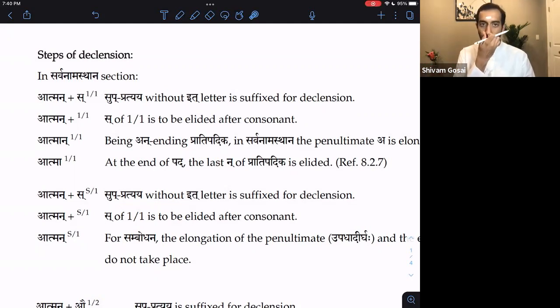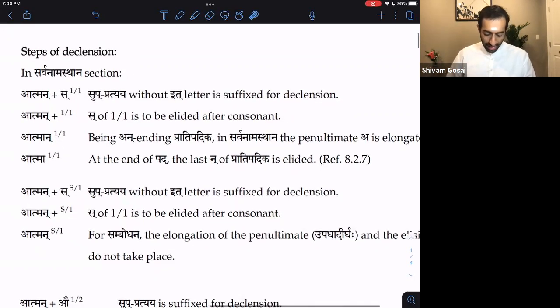Okay, so it becomes long. So that second to last letter, which is akara, gets elongated. It becomes dirgha. Now there's a sandhi rule which says that the last na of pratipadika is elided. We'll review that in a moment. But 827, we'll see that when nakara is at the end of a word, it gets removed. So it's atman and then just atma.